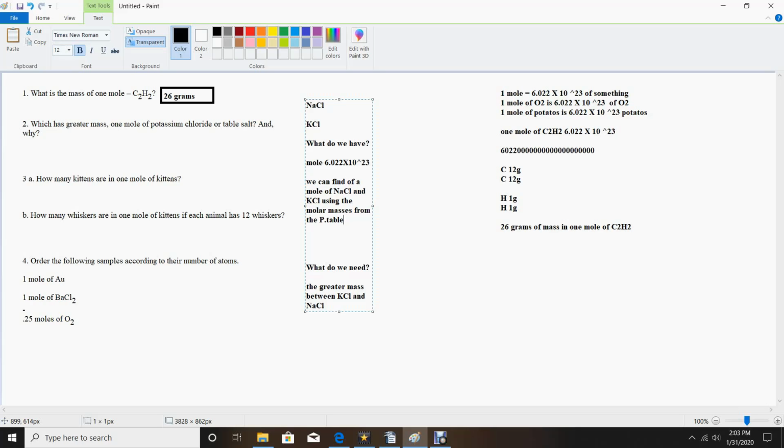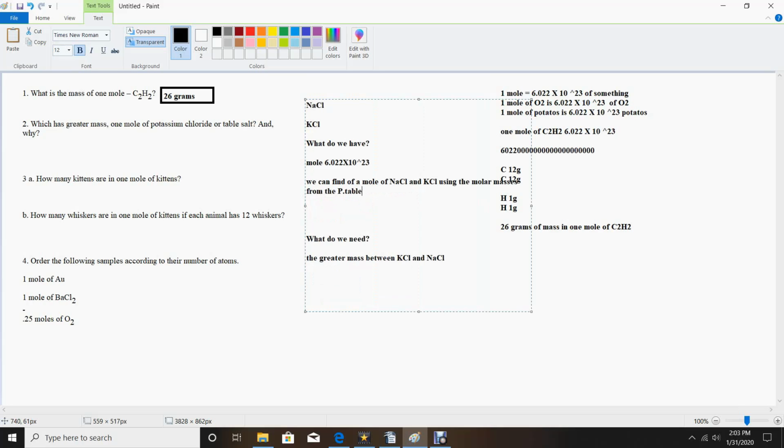Then let's think about the why piece. We'll think about how we can answer the why question. This is the same problem-solving procedure I've been teaching you before. Start by listing what you have and what you need, and think about how you can build a bridge between what you have and what you need. So let's figure some stuff out. What is the mass of 1 mole of sodium chloride?